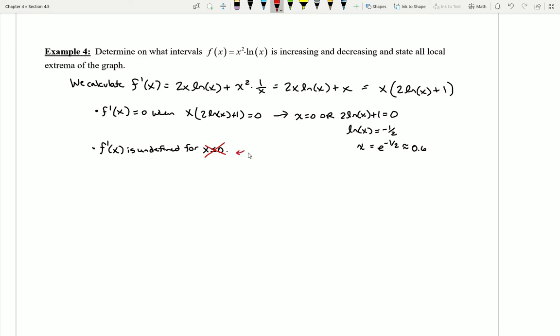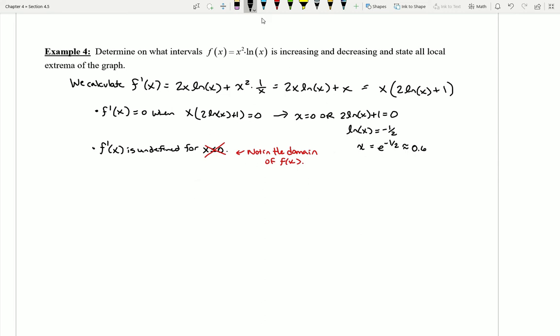So these here are not in the domain of f of x. And remember, that's one of the criteria to be a critical point: you actually have to be a number that corresponds to a point on the original graph. So it seems like the only ones that I need to worry about here are actually going to be critical values of x is 0 and x is e to the negative 1/2.